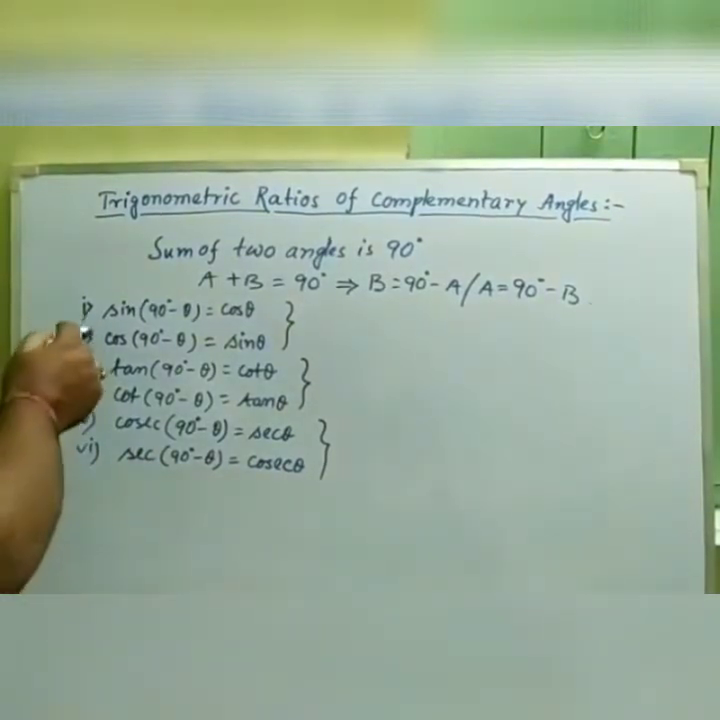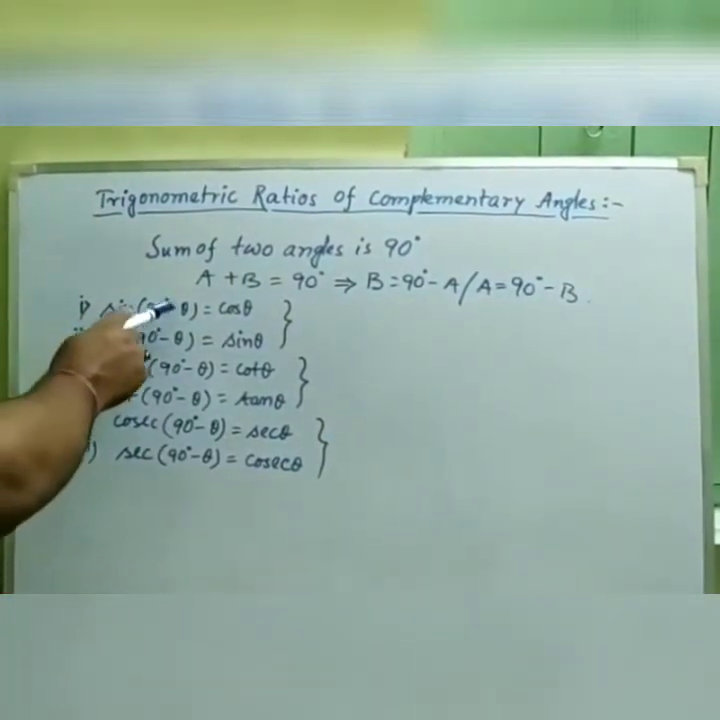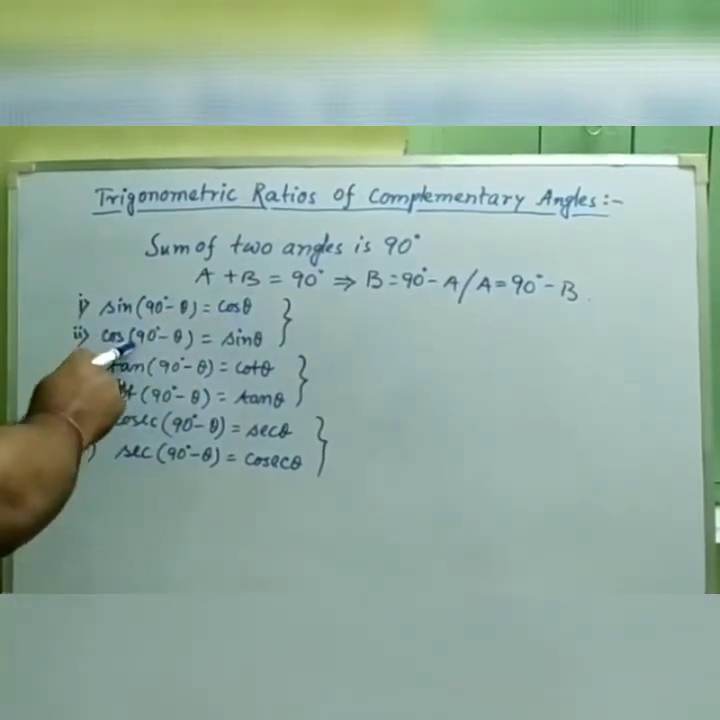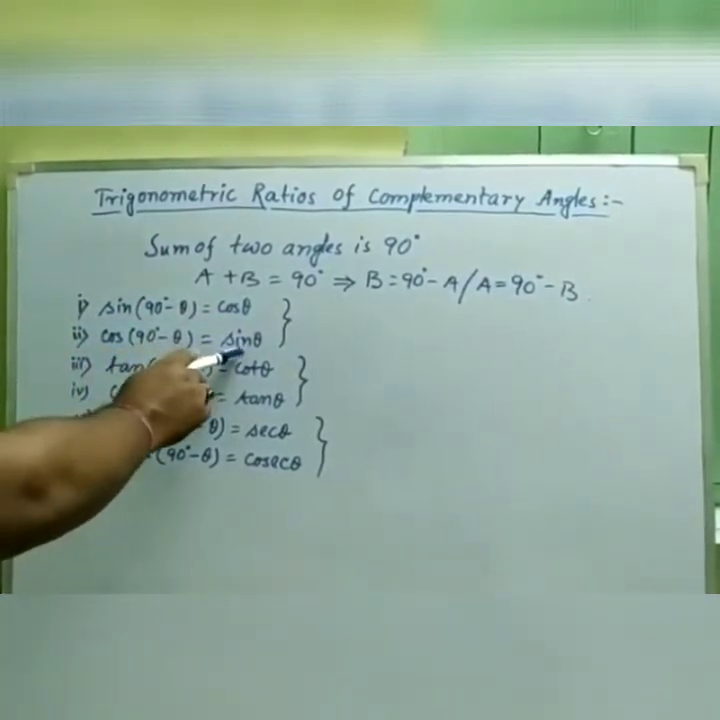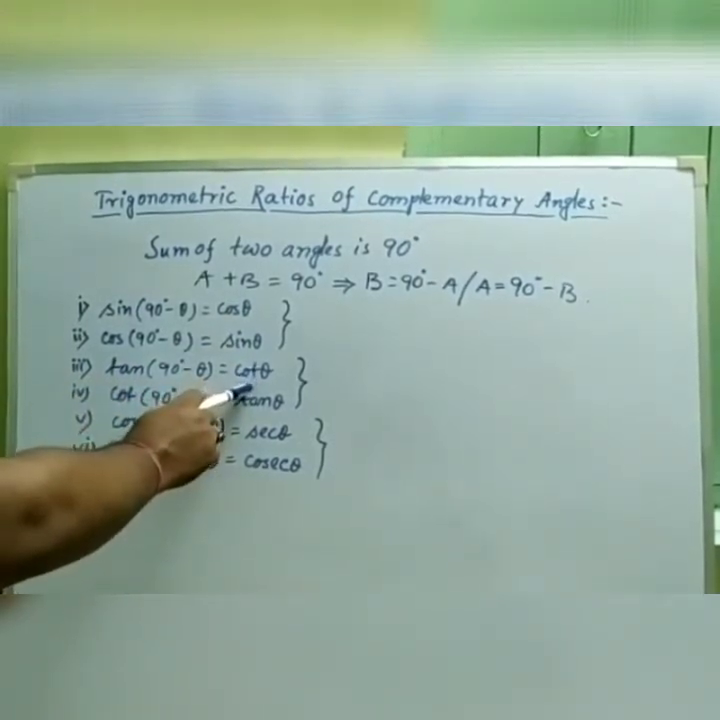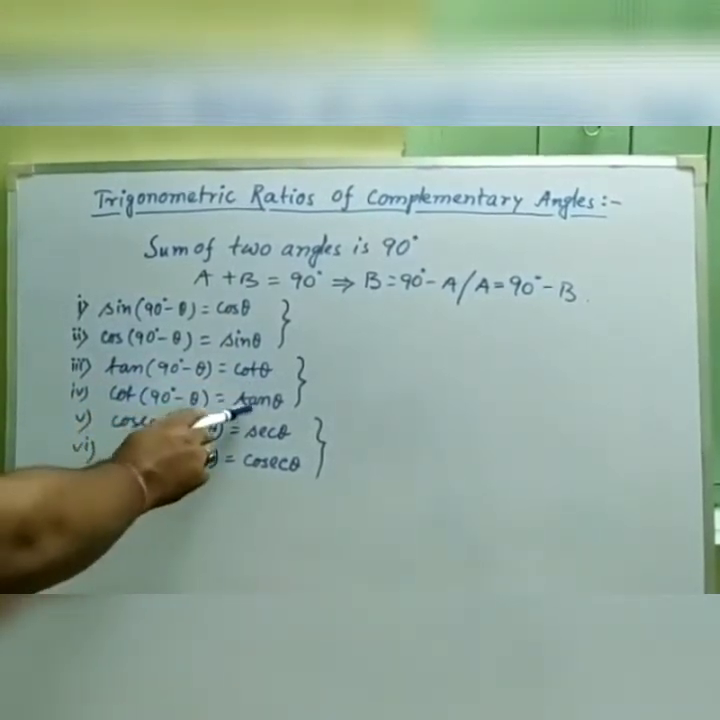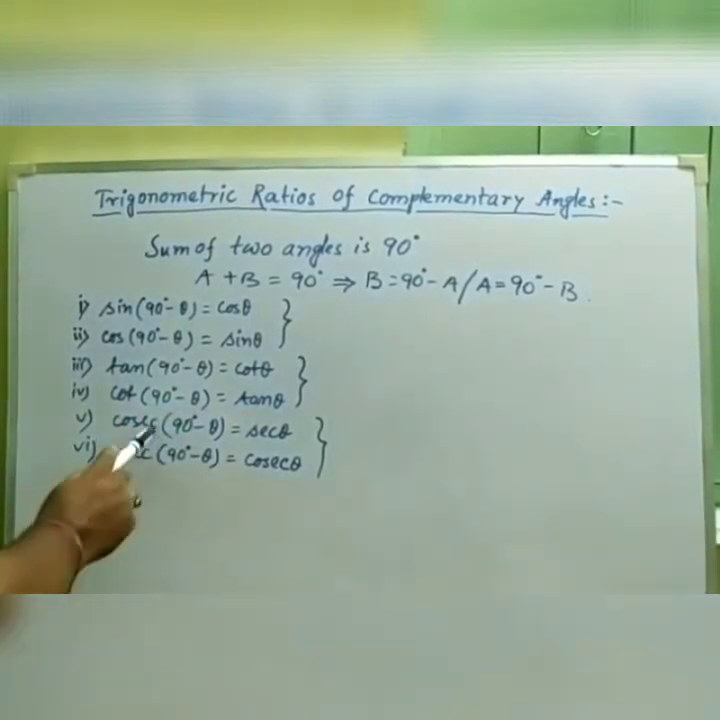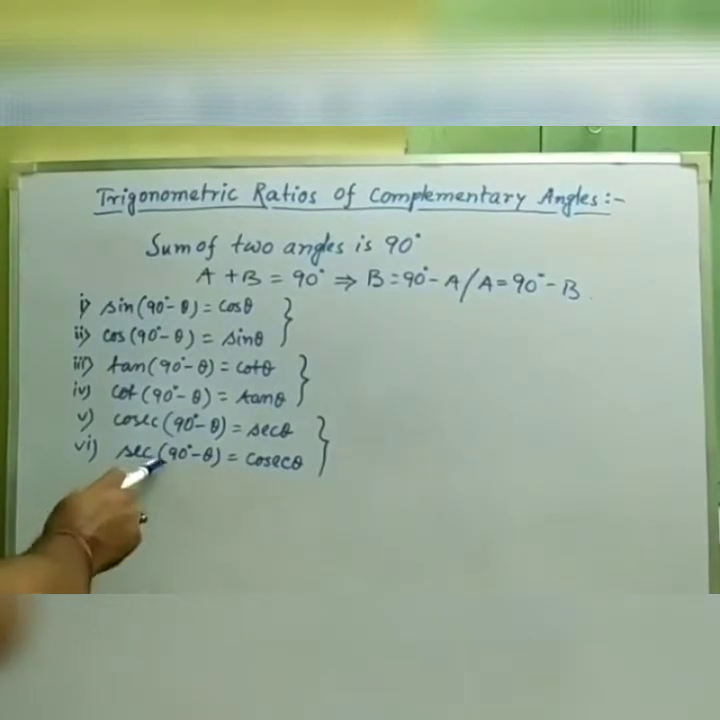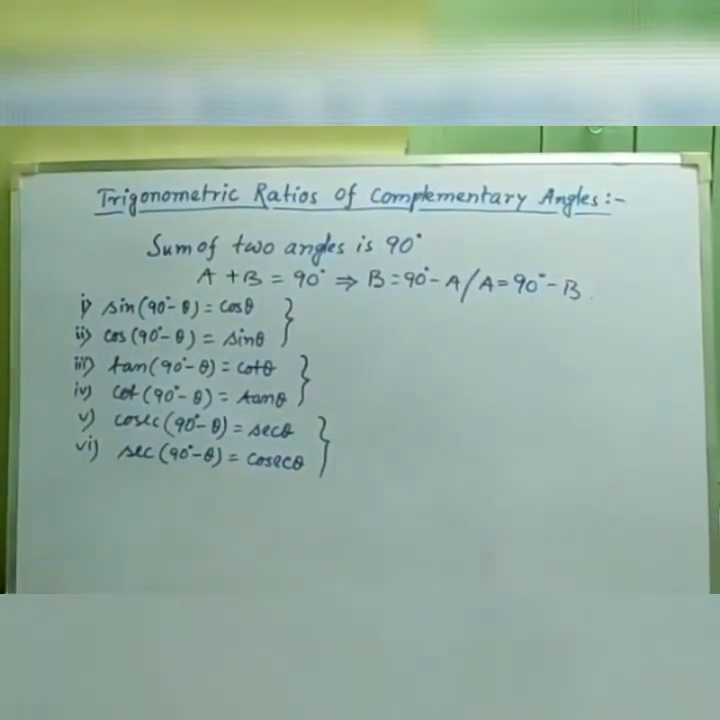So see these trigonometric ratios. Sine 90 degrees minus theta will be cos theta. Similarly, cos 90 degrees minus theta gives sin theta. Tan 90 degrees minus theta gives cot theta. Cot 90 degrees minus theta gives tan theta. Cosec 90 degrees minus theta gives sec theta, and sec 90 degrees minus theta gives cosec theta.